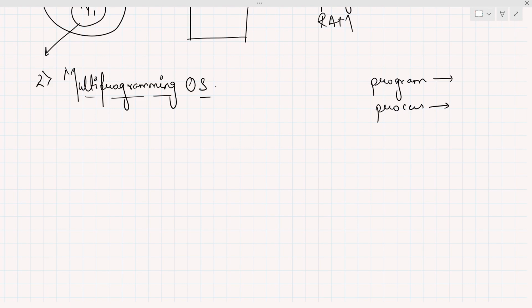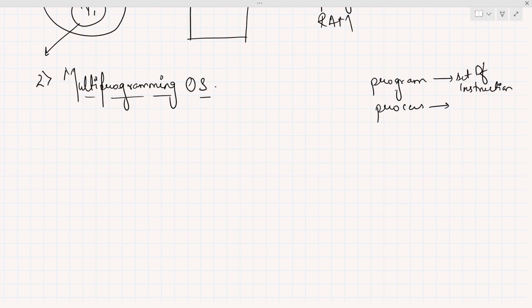Program is a different thing, process is a different thing. So what is a program? A program is basically a set of instructions. Whatever code you write, that's a program. The source code is basically a program. The set of instructions to perform any task is a program.